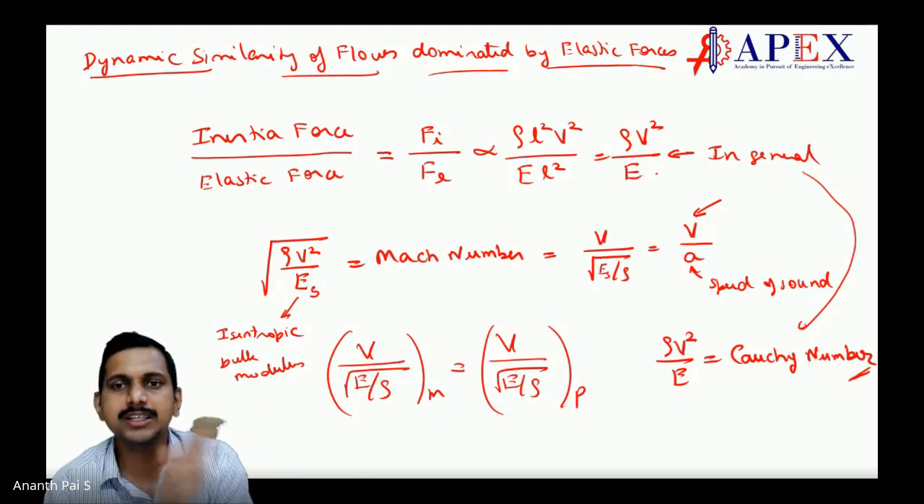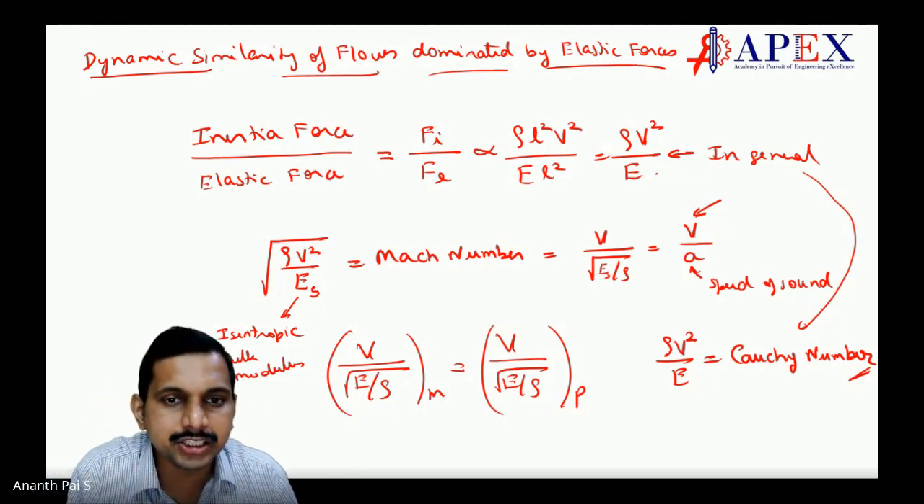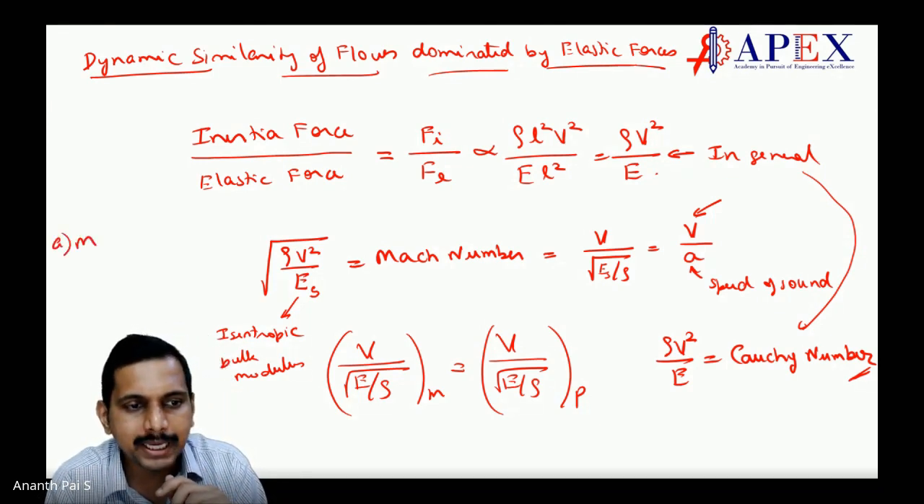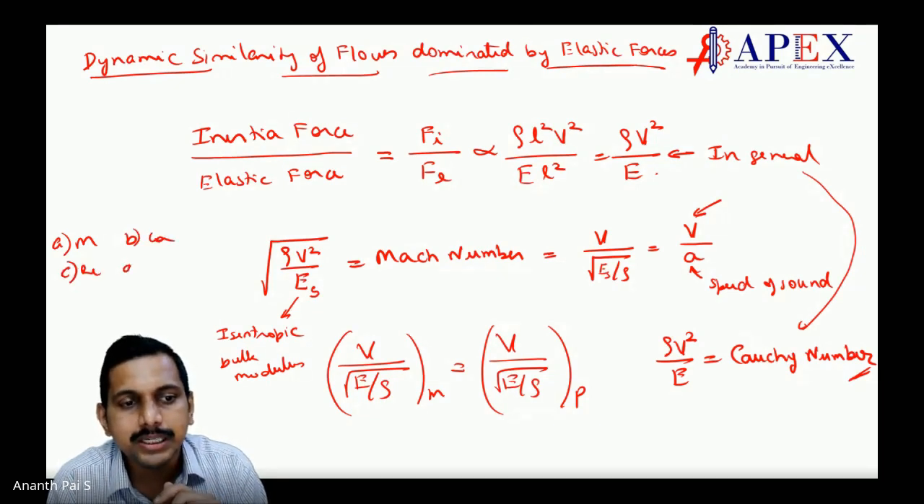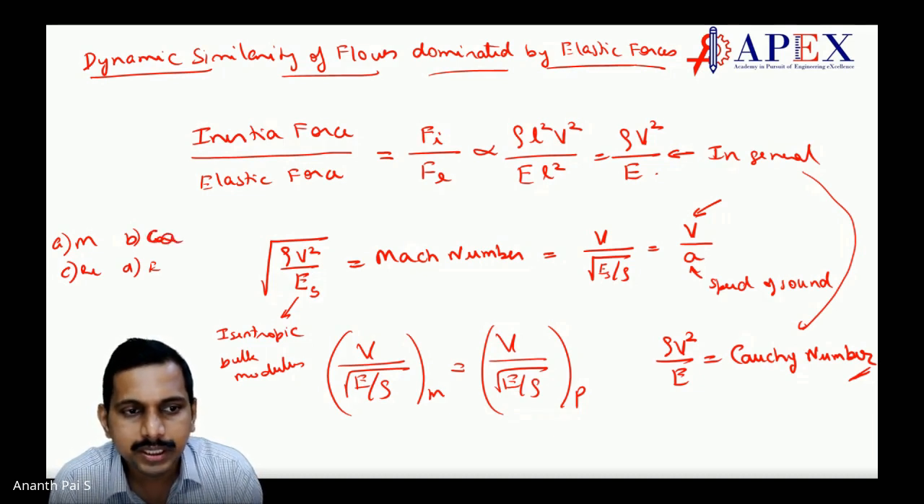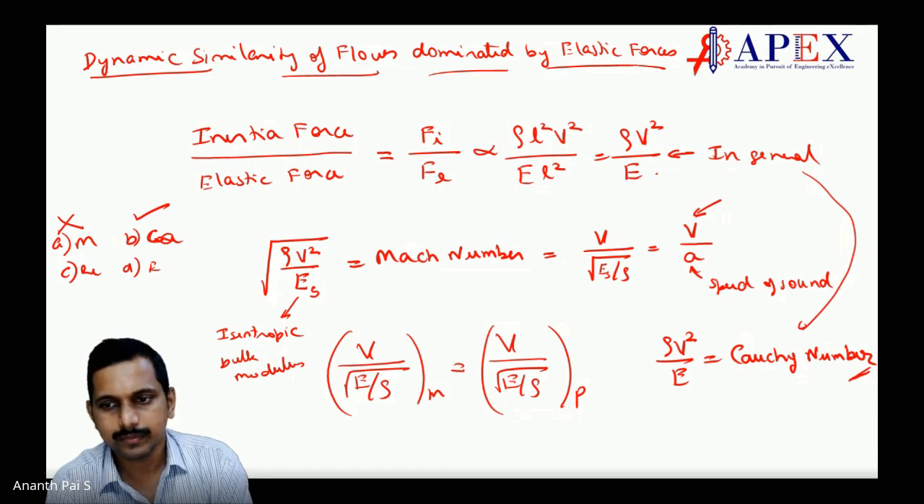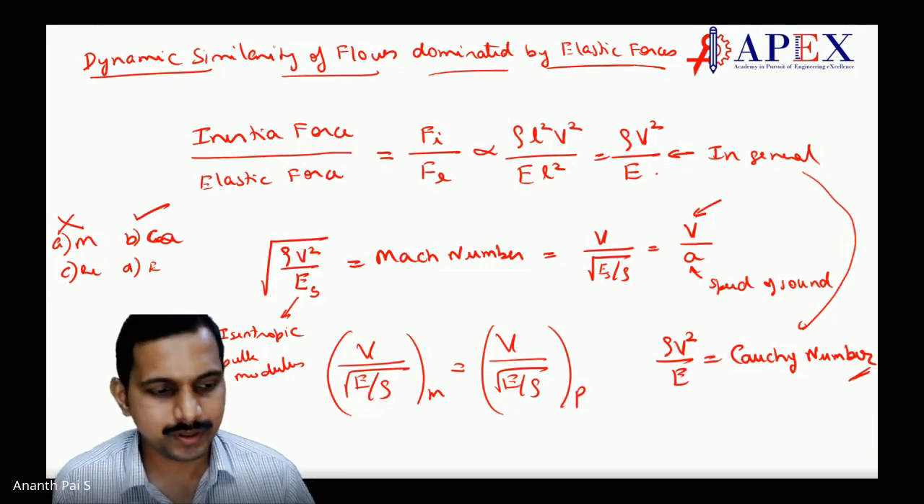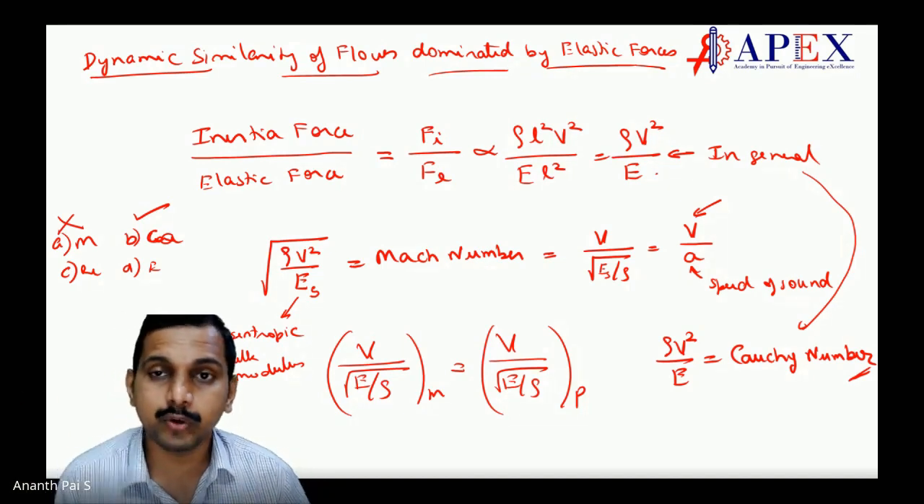Otherwise, if it says that inertia force by elastic force, and you have options A Mach number, B Cauchy number, C Reynolds number, D Euler number, which is the right answer, students? Right answer is not Mach number, it is wrong. Cauchy number is the right answer. But if Cauchy number is not given, then you can go for Mach number. So there are cases where they will give you a trap.